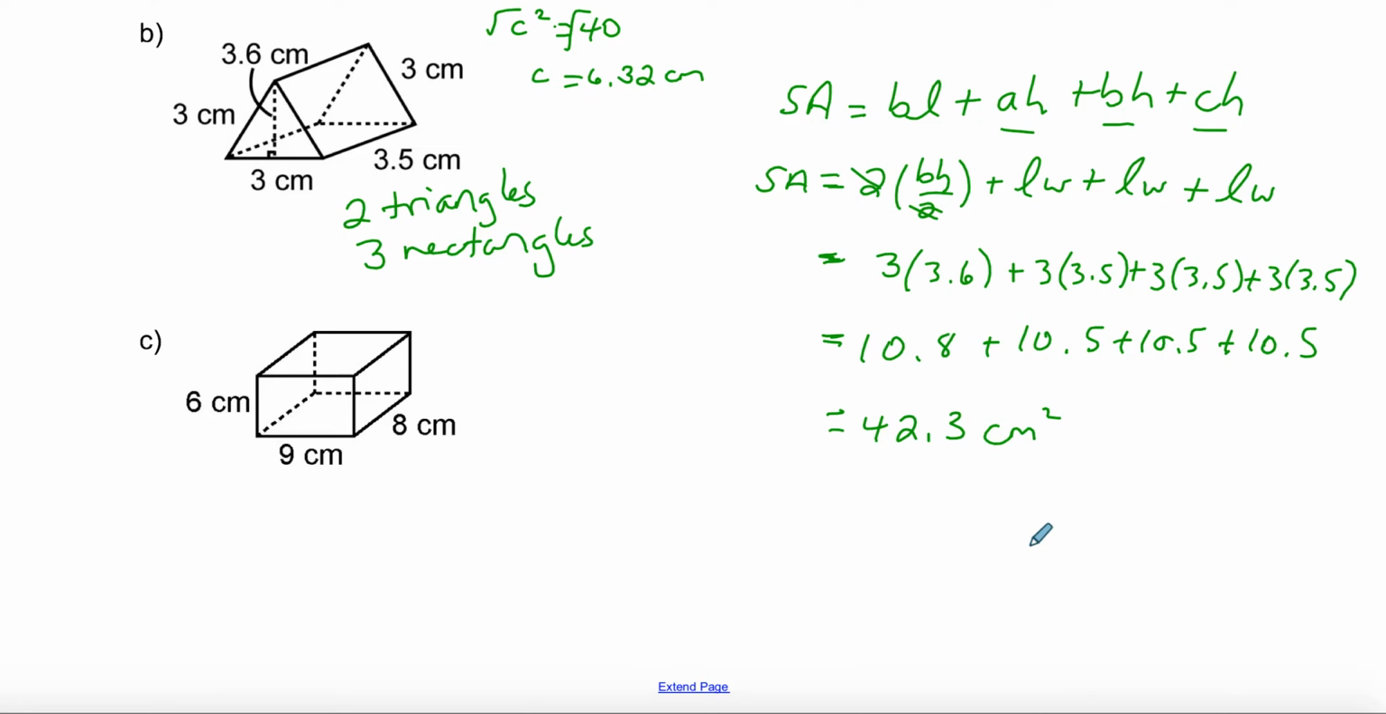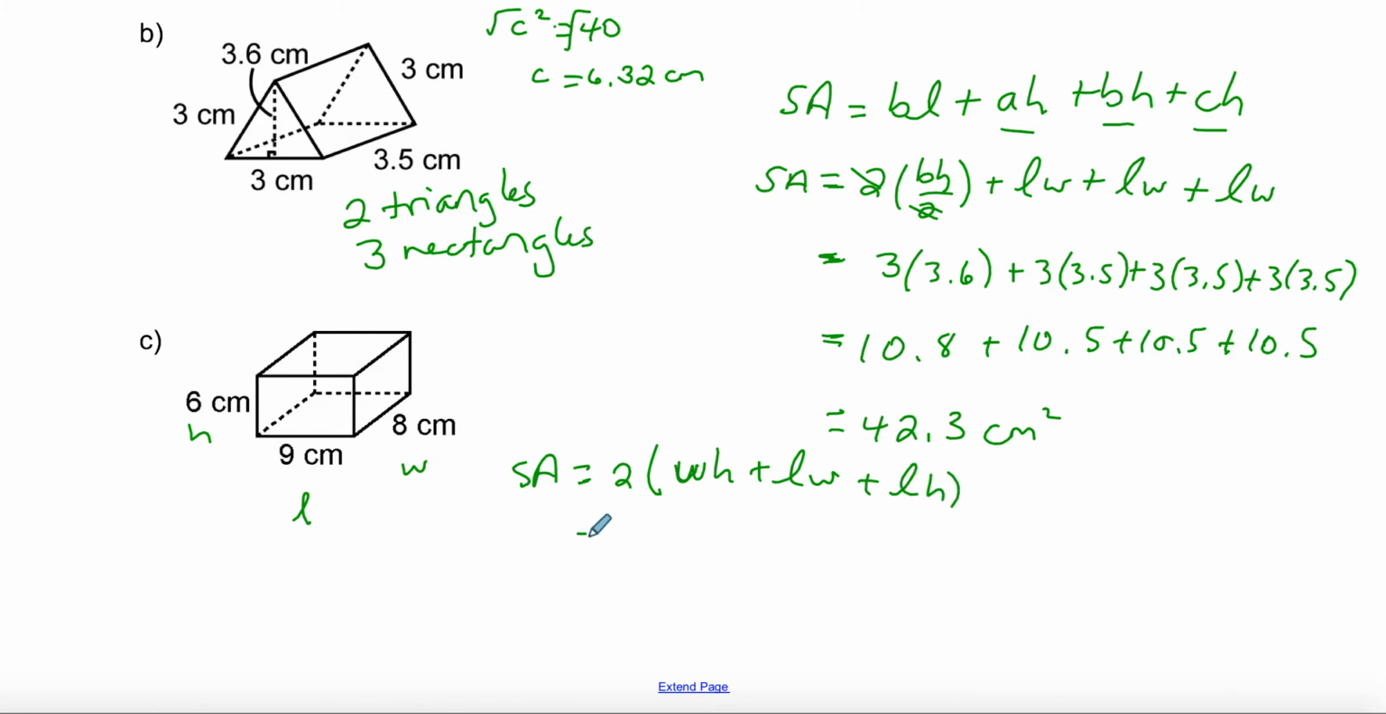Last one here. If we're looking at the surface area right away, I would say, okay, let's make this the length. It wouldn't really matter. Let's make this the width and this the height. I need to assign which one is which because my formula for surface area is 2 times width times height plus length times width plus length times height.